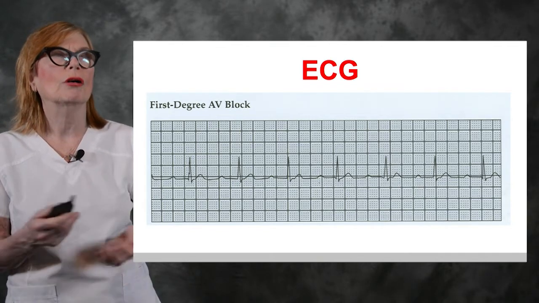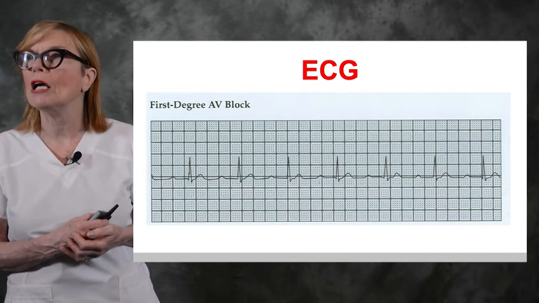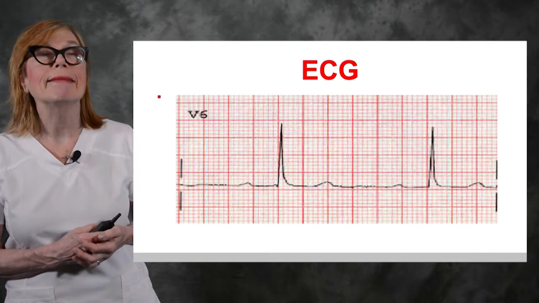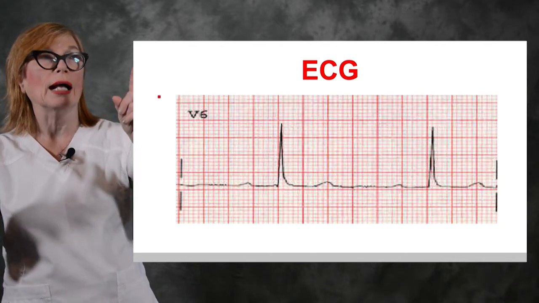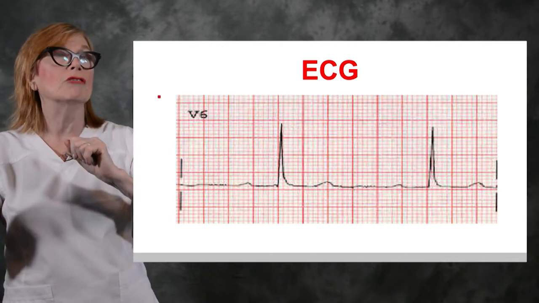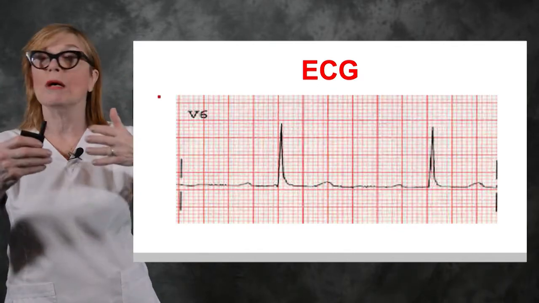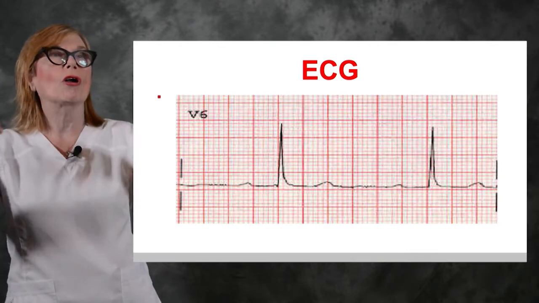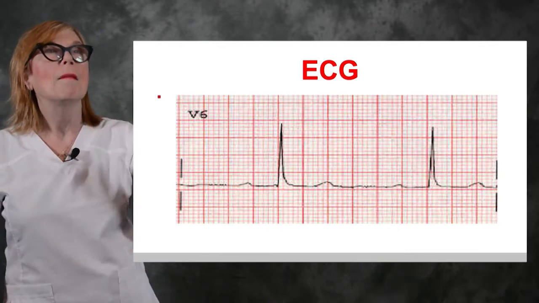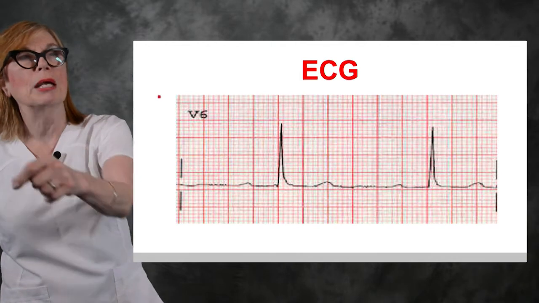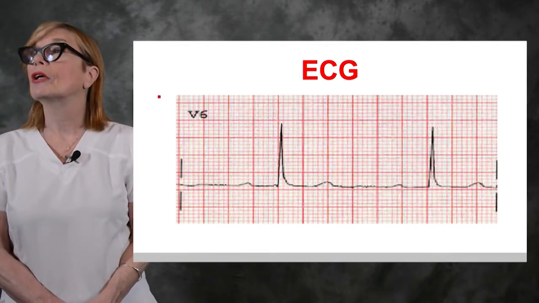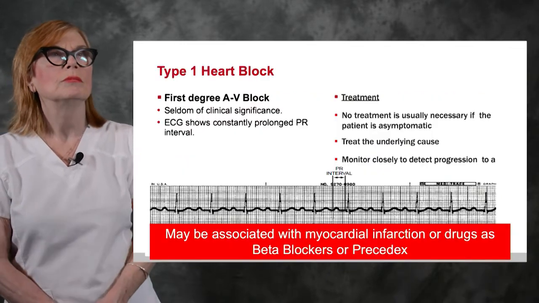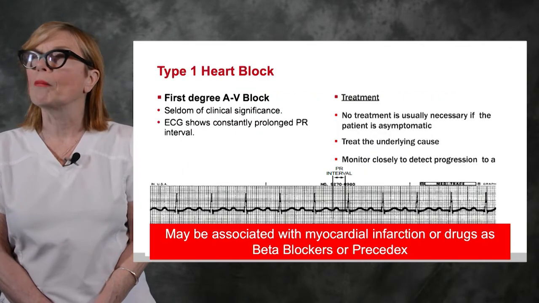Okay, so this is a very nice view of first degree AV block. We see that prolongation constantly of the PR interval. And again, we see that P1 to P2 is a nice standard. It meets the R to R interval, and we would have a longer strip making sure that P to P to P to P is constant, R to R to R to R is constant, PR to PR to PR is constant, and the QRS is less than 0.12. So pretty straightforward.